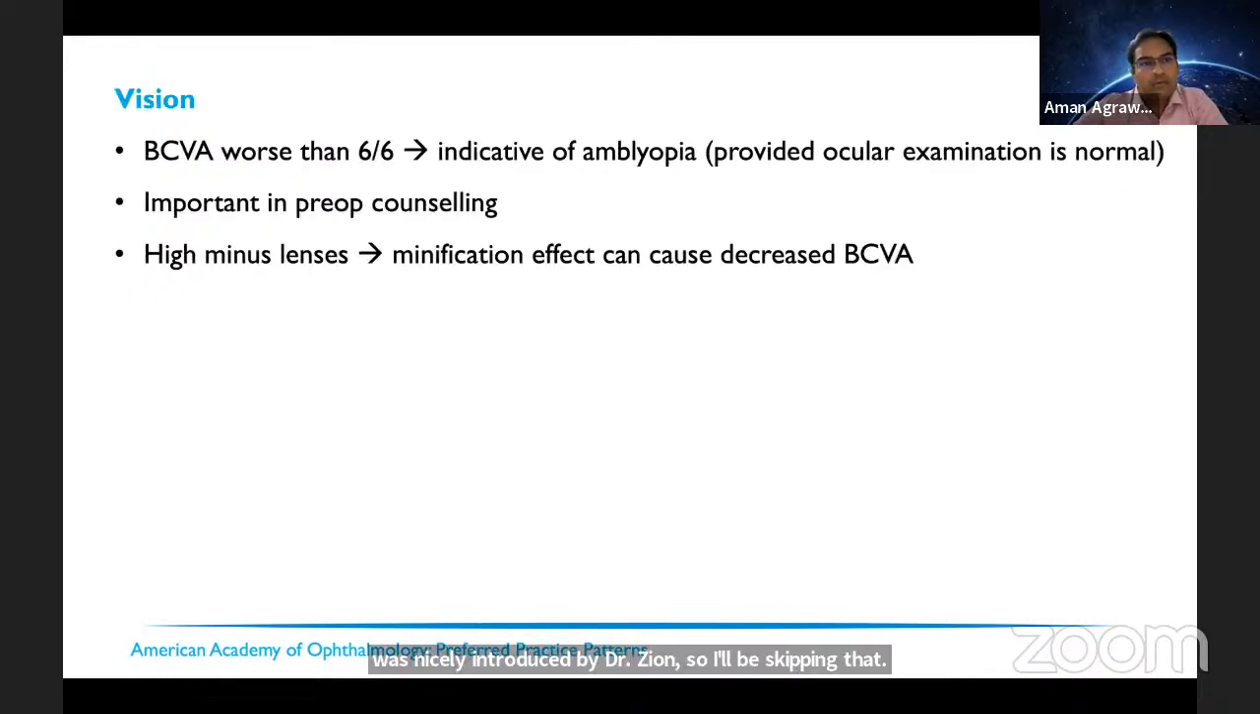What is also important to see in vision is that if the patient's BCVA is worse than 6/6, it might be indicative of amblyopia, provided that other ocular examinations are normal. So this becomes absolutely important in preoperative counseling, and we should explain to the patient that he might not be able to achieve vision better than what he has achieved with his spectacles. But there is a catch here: high minus lenses can cause a magnification effect, which can itself decrease the BCVA. Post refractive surgery, the patient might be able to read even better than what he was reading before with spectacles. So it is always better to under promise and over deliver.